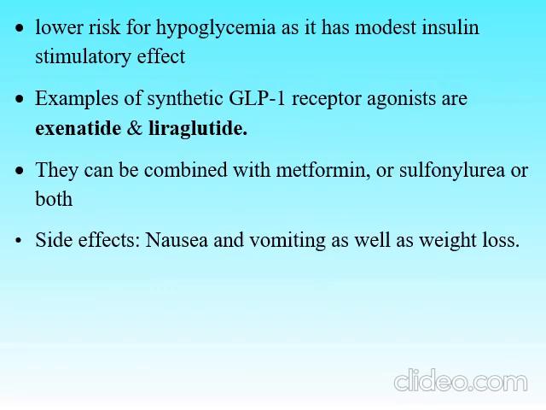Examples of synthetic glucagon-like peptide receptor agonists are liraglutide and exenatide. Liraglutide is more famous and is used only parenterally. They can be combined with metformin or sulfonylurea or both. Side effects: nausea and vomiting, as well as weight loss.